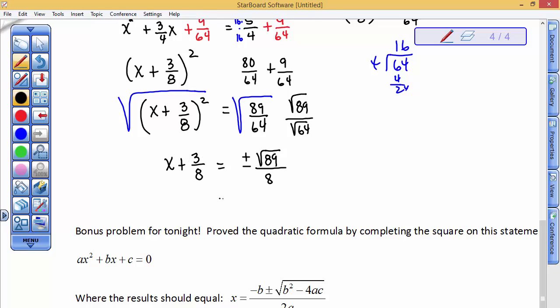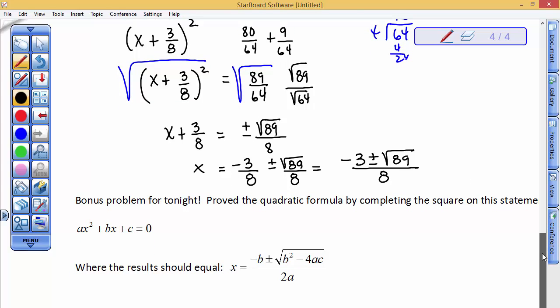So see this positive 3/8? I'm going to put it over on the right side as a negative 3/8 plus or minus that square root of 89 over 8 also. And I will finally clean this all up to be negative 3 plus or minus the square root of 89 over the common denominator of 8. And yes, I could get a calculator out and find out what negative 3 plus the square root of 89 is, and then divide it by 8. And negative 3 minus the square root of 89, whatever that is, and divide it by 8. And I'd have my two answers. Or I can leave it as is.